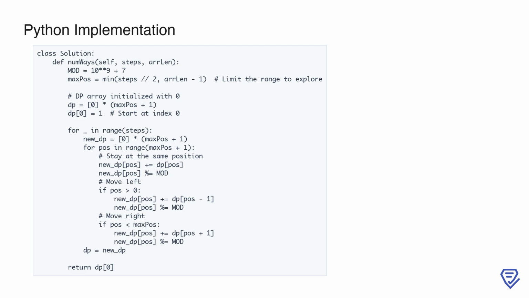We create a dp array of size maxpos plus 1, initialized with zeros. dp[0] equals 1 because we start at index 0. 4. Dynamic programming loop. For each step, we calculate a new dp array, new_dp. For each position pos, the number of ways to reach it is the sum of ways to stay at pos, move left from pos plus 1, or move right from pos minus 1. Boundary checks ensure we don't access out-of-bounds indices. After computing new_dp for the current step, we update dp to new_dp. 5. The final result, after all steps, dp[0] contains the number of ways to stay at index 0.